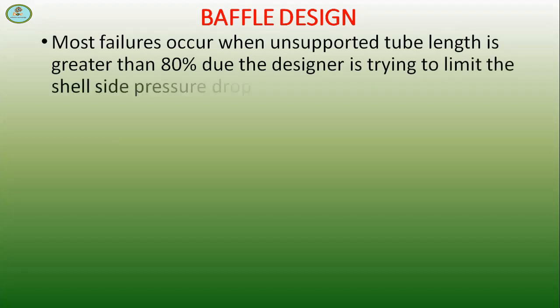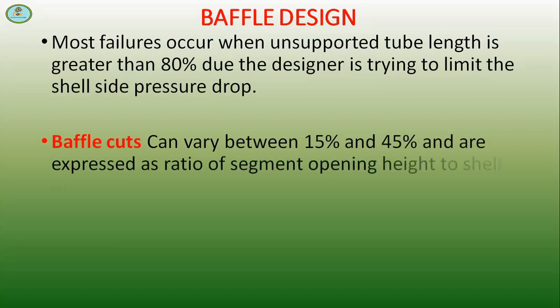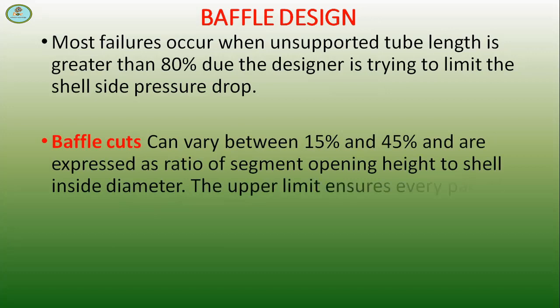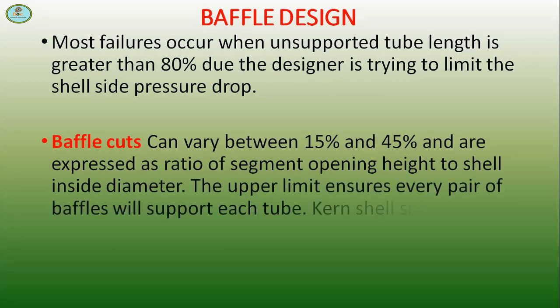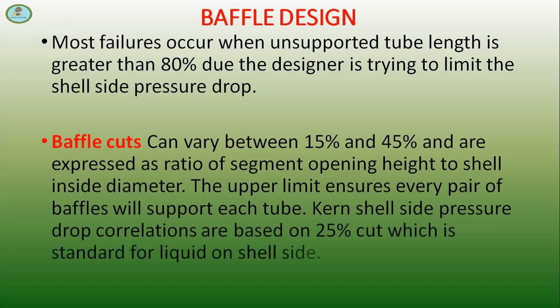shell side pressure drop. Baffle cuts can vary between 15% and 45% and are expressed as the ratio of segment opening height to shell inside diameter. The upper limit ensures every pair of baffles will support each tube. Current shell side pressure drop correlations are based on 25% cut, which is standard for liquid on shell side.